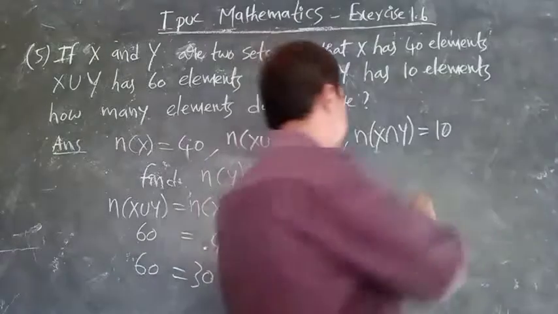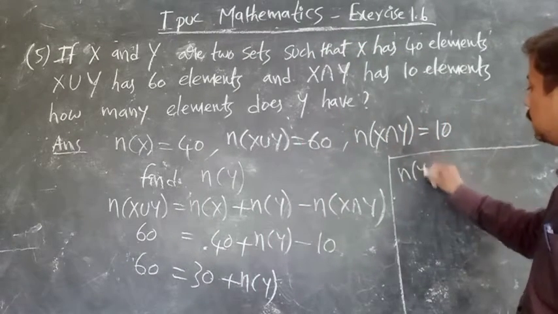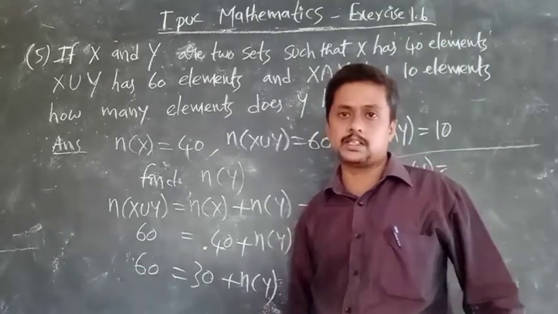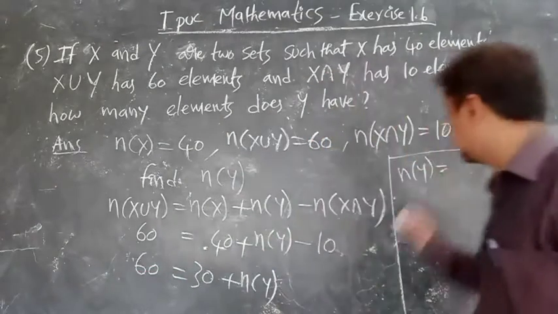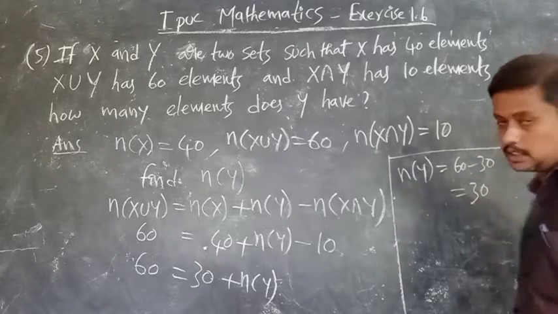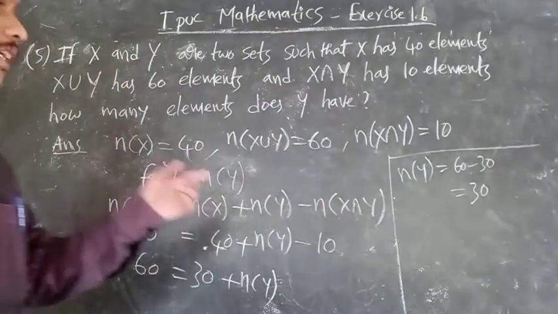So therefore, to find N of Y, N of Y is equal to 60 minus 30, equal to 30. Like that we have to simplify. See, this is the answer. N of Y is equal to 30.